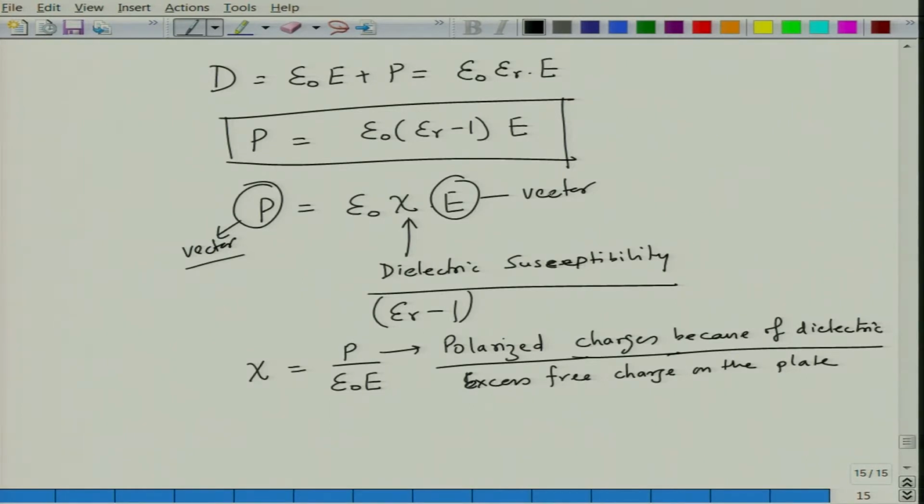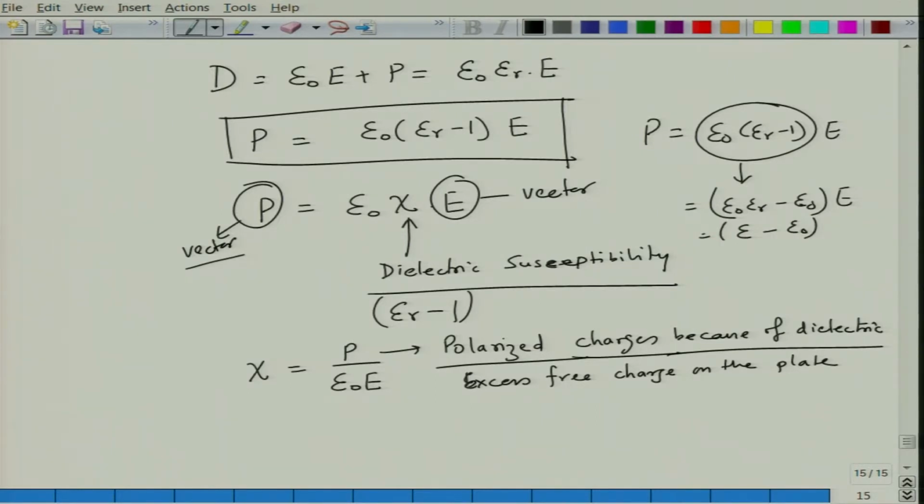Polarization is a vector. As a result, the dielectric constant becomes a second rank tensor. A vector is a rank 1 tensor, so polarization and electric field are rank 1 tensors. Since P is equal to epsilon naught into epsilon r minus 1 into E, you can say this will be epsilon naught epsilon r minus epsilon naught into E. This will be epsilon minus epsilon naught E. So permittivity will be a second rank tensor for a dielectric material.